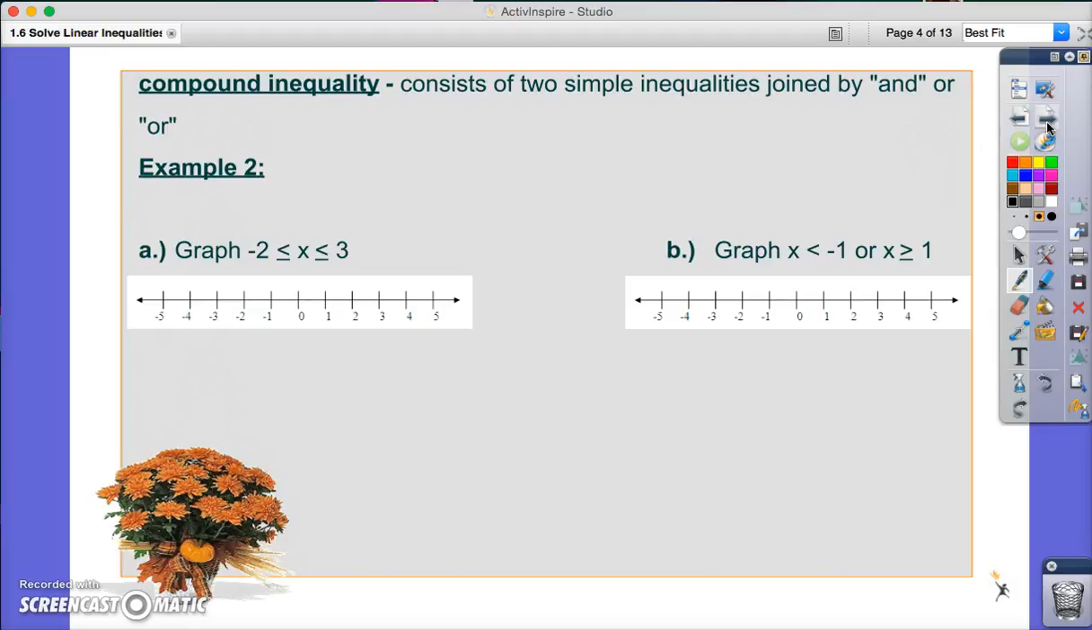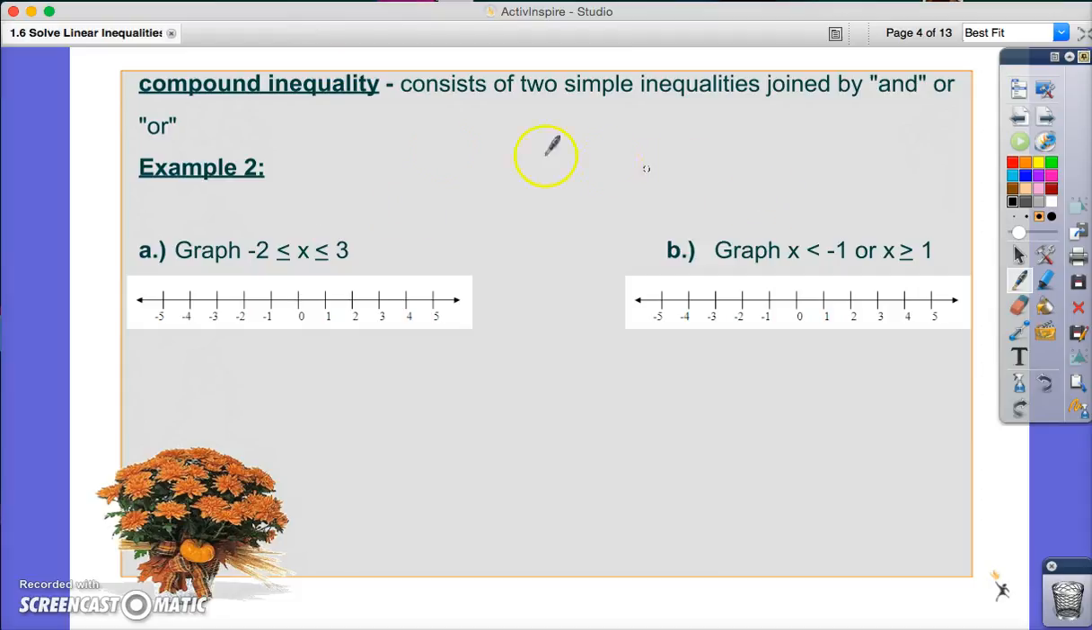Let's now take a look at a compound inequality. First we're going to take a look at the definition of it. A compound inequality consists of 2 simple inequalities joined by and or or. Now, if it's and, we'll take a look at letter A. A is and, B is or. Or actually has to have the word or.